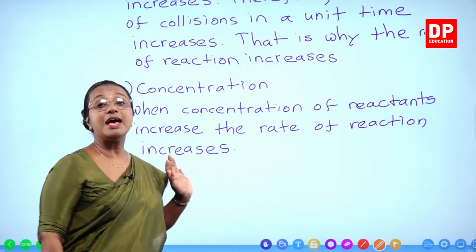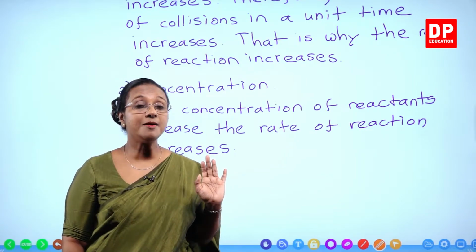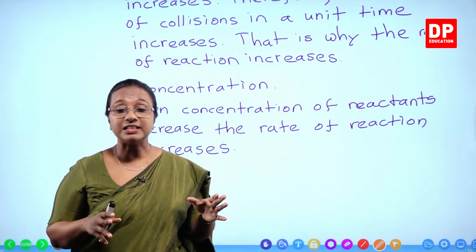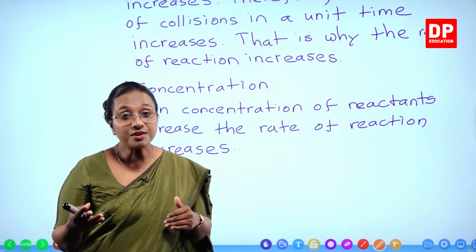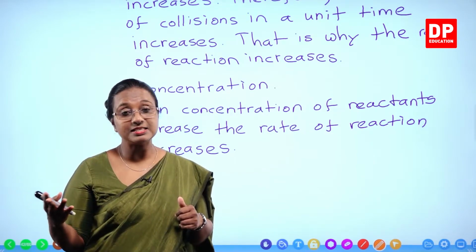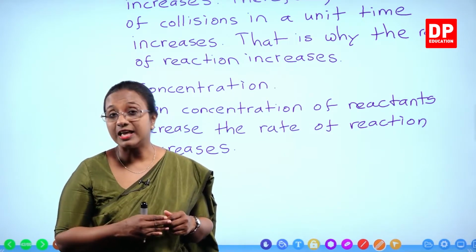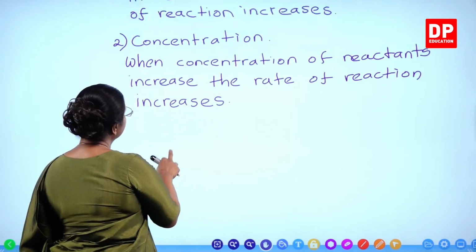So how does this happen? When we say concentration increases, what happens there? The number of reactants in a unit volume increases. So because of that, the number of collisions in a unit time increases, and therefore the rate of reaction increases. So that is what you have to explain here.